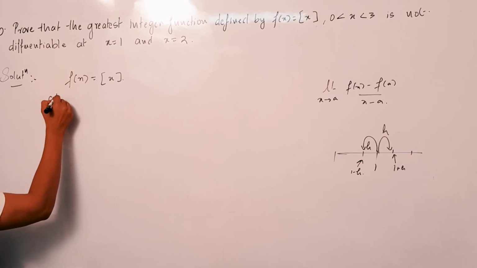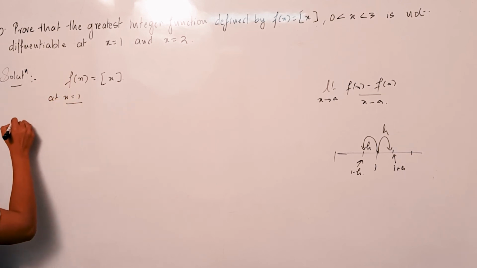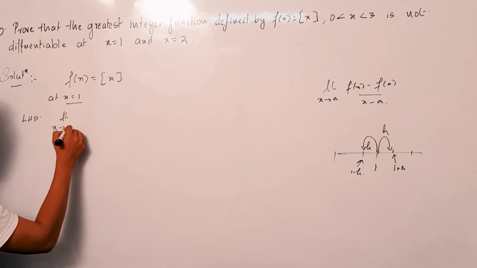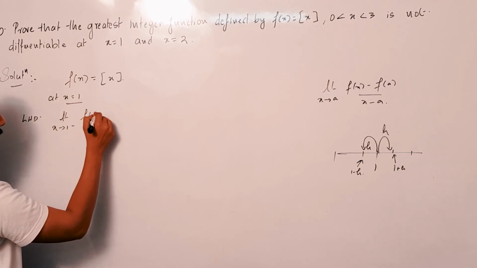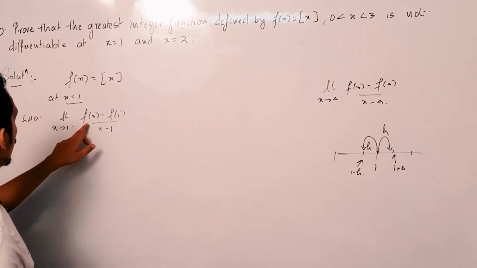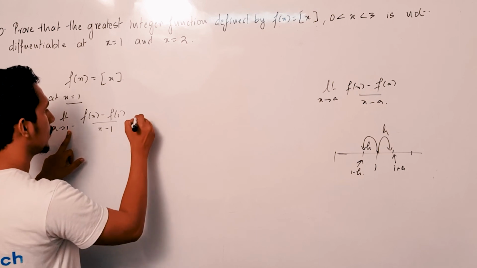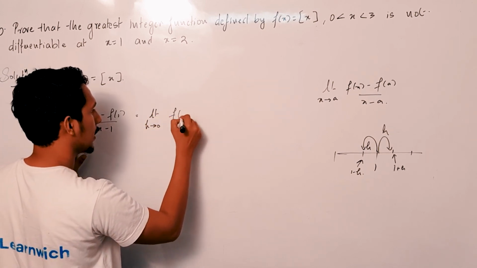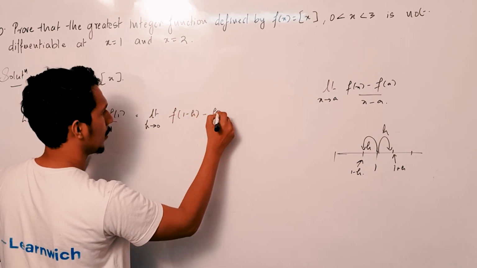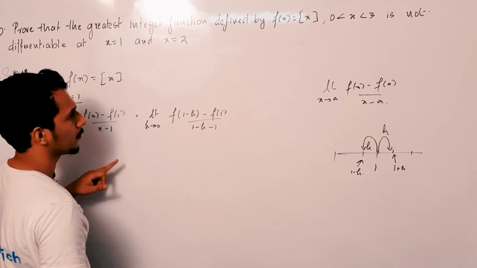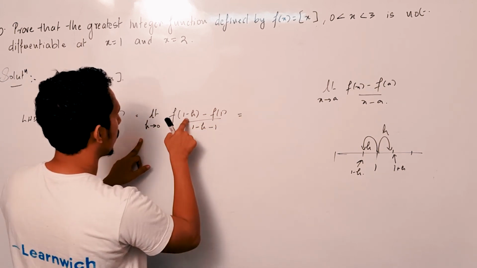At x is equal to 1, I'm going to check differentiability. So the left hand derivative will be limit x tends to 1 minus, f of x minus f of 1 divided by x minus 1. Here x is less than 1, so it will be limit h tends to 0, h is a very small number. X is replaced by 1 minus h, f of 1 minus h, minus f of 1, divided by 1 minus h minus 1.